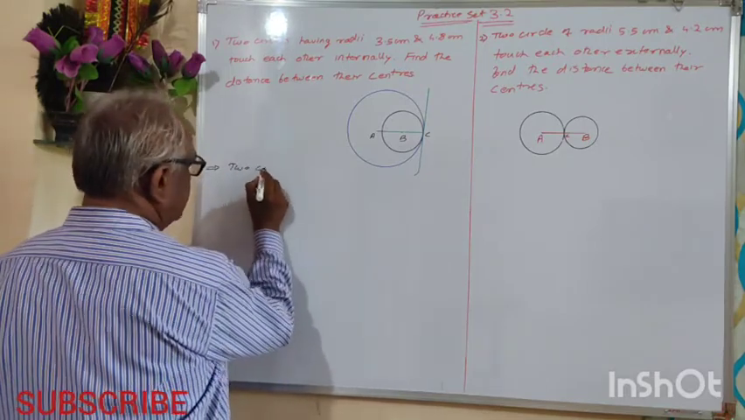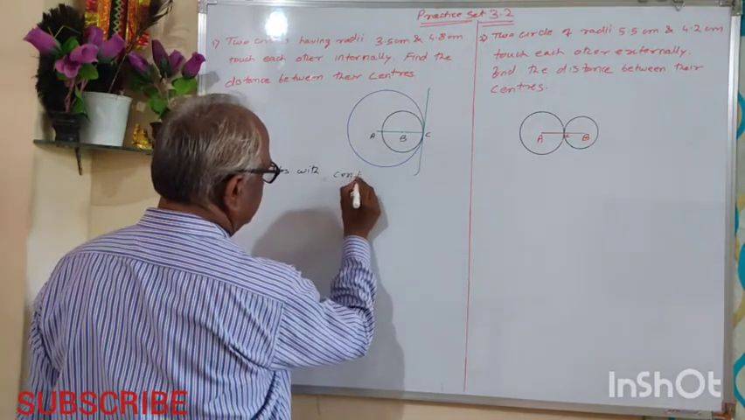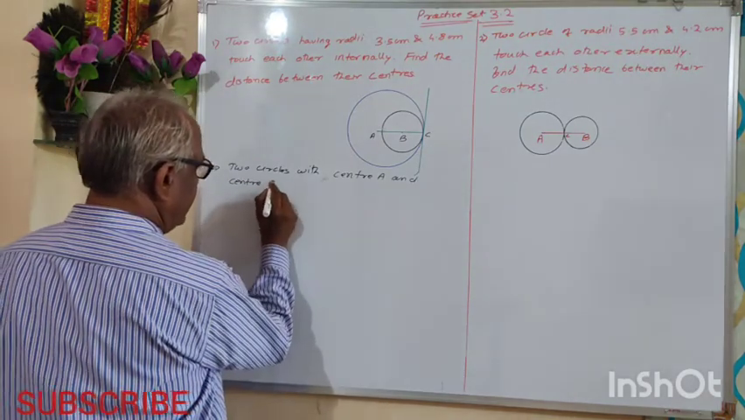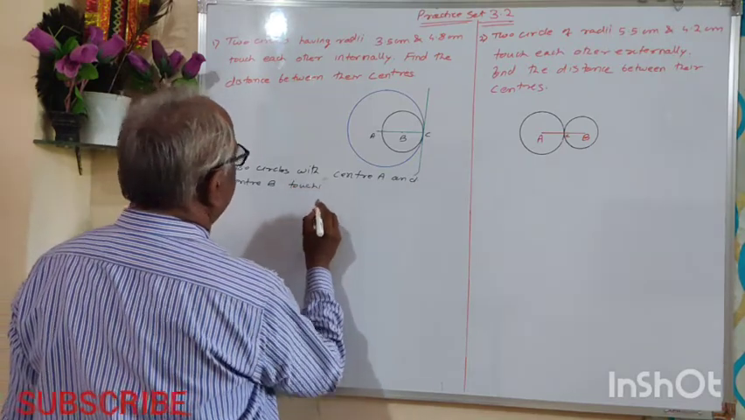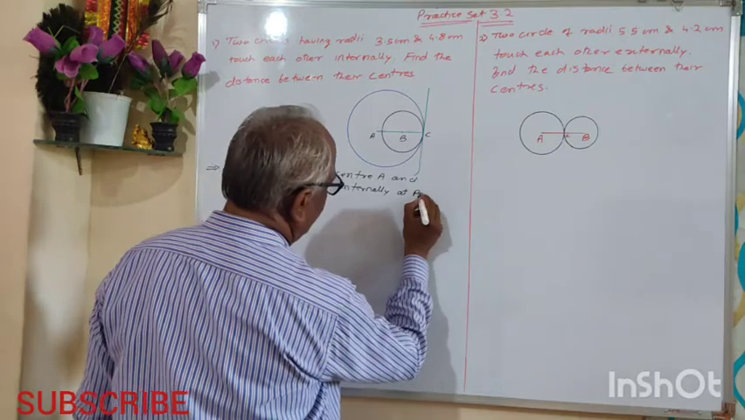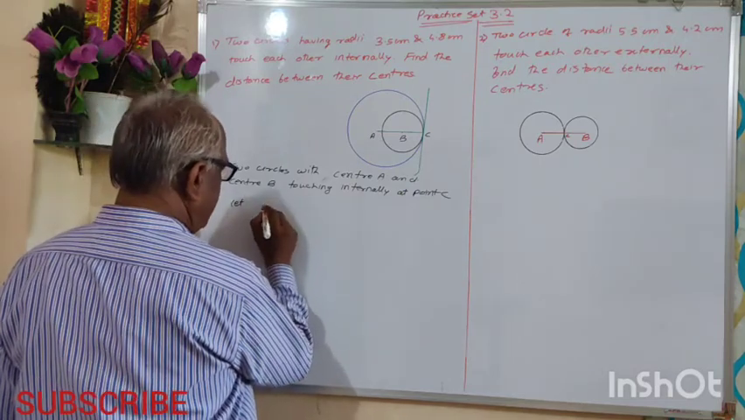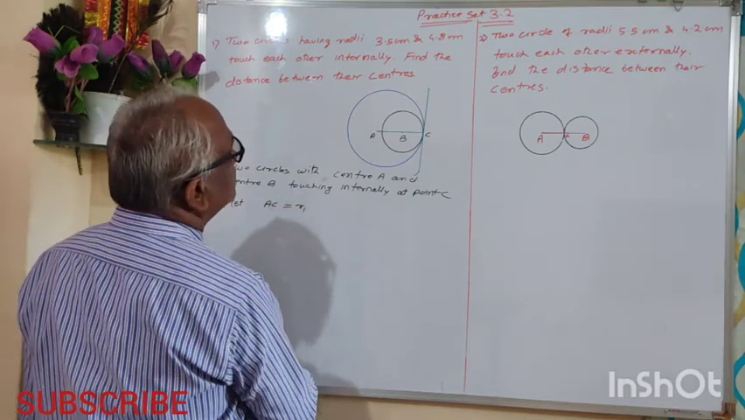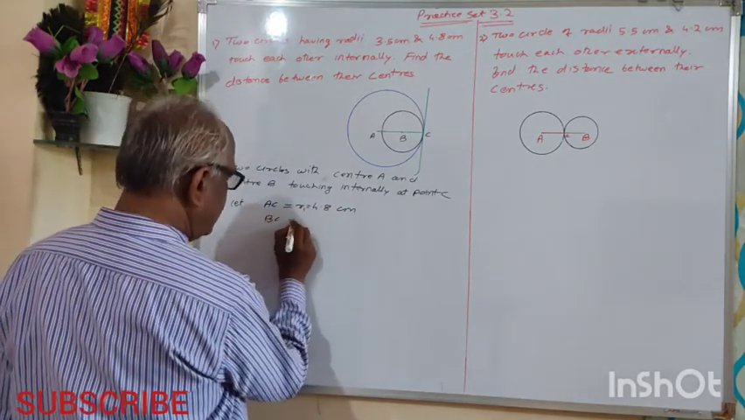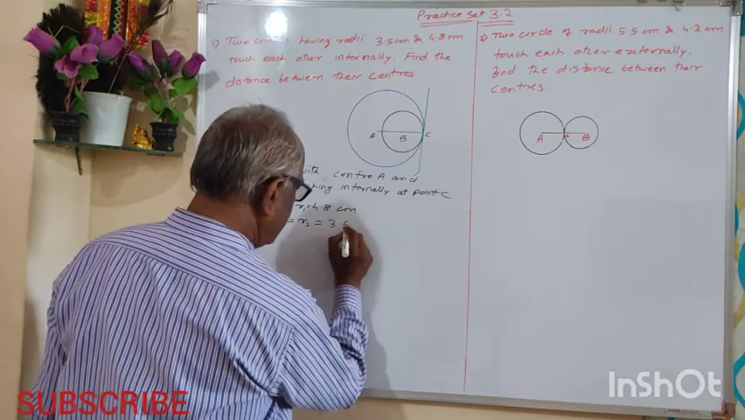Two circles with center A and center B touching internally at point C, and let AC be equal to R1, that is 4.8 centimeter, and BC equal to R2, which is equal to 3.5 centimeter.